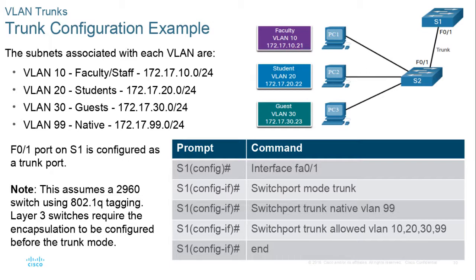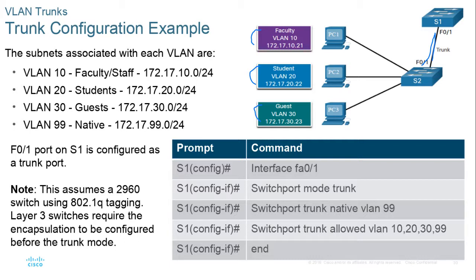So in this case, we're going to have VLANs 10, 20, and 30. Our purple VLAN is going to be for the faculty and staff. The students will be in the blue, and the guests will go into the greenish one here. And they're plugged into different ports on the switch. Then port 01 of switch 1 goes to port 01 of switch 2.